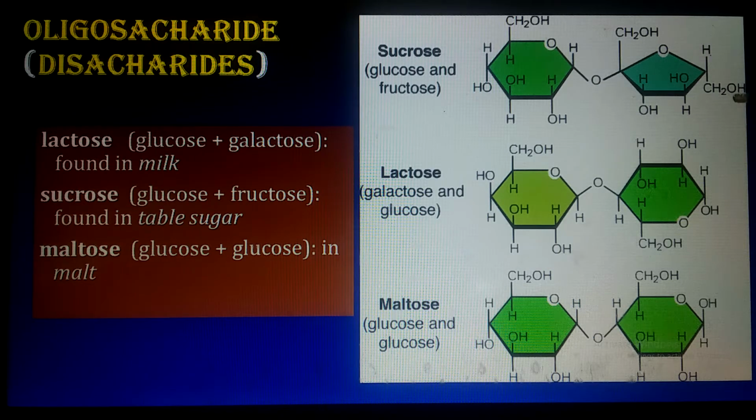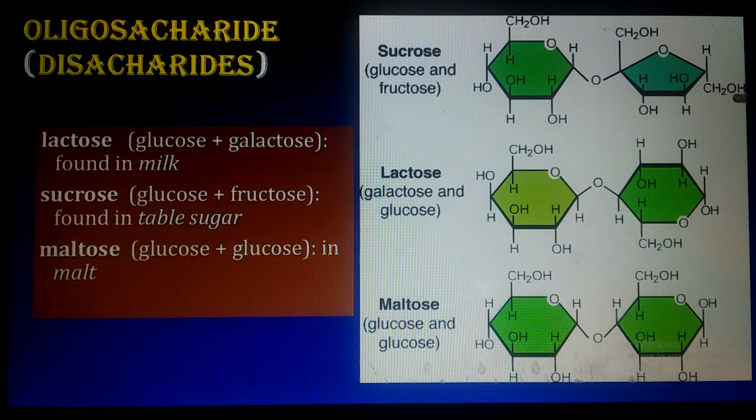Oligosaccharides are the second class of the carbohydrates, and the most important oligosaccharides are the disaccharides. Disaccharides mean the sugar which contain two monosaccharide molecules. So oligosaccharides, as we know, contain from 3 to 9 molecules of the monosaccharides. So the examples of the disaccharide, most common, lactose.